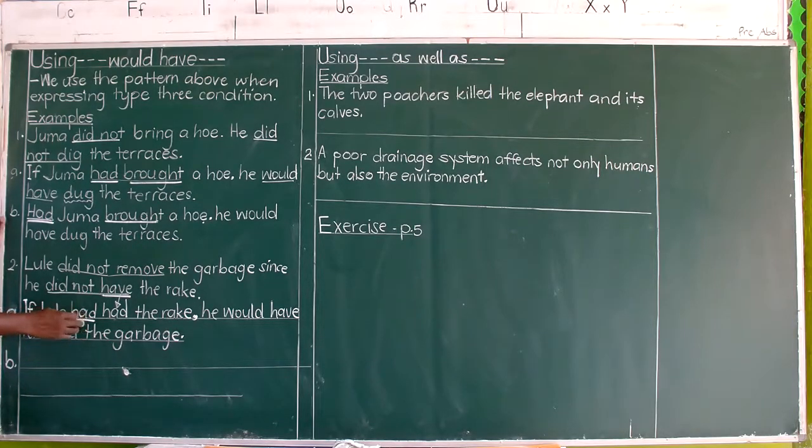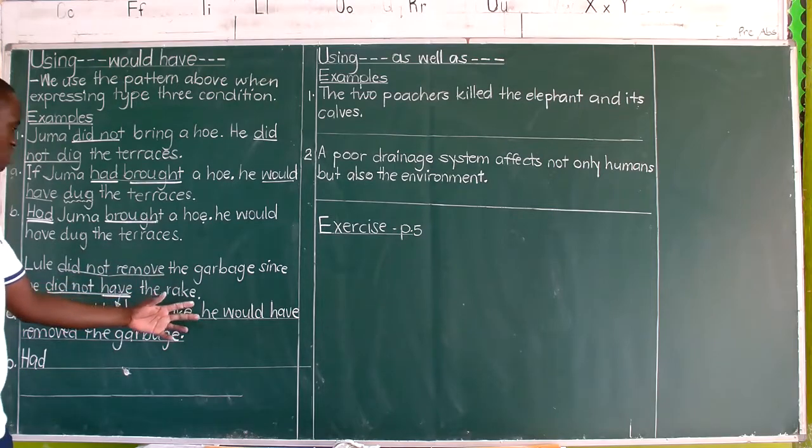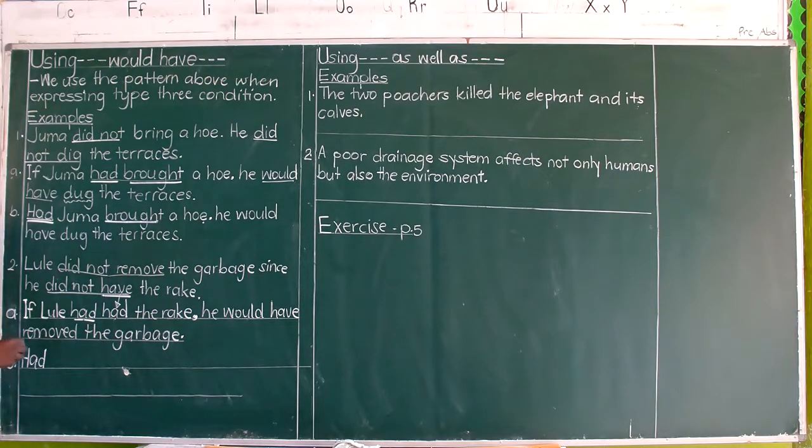Had 1 is the helping verb, which is a must in F3. Had 2 is the past participle verb, which is also a must in F3. Had the main verb comes from have. This one, a must have in your answer in F3. So let's go to question, answer B, which begins with the helping verb had. And we say, had Lule had the rake, he would have removed the garbage.